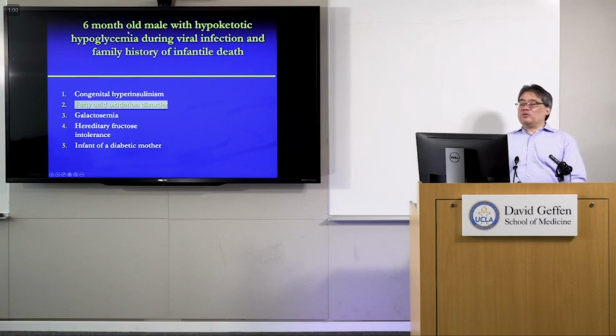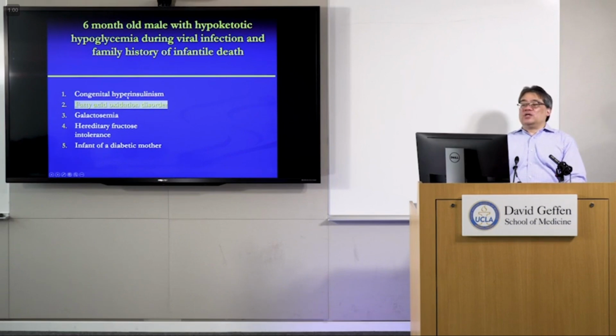Okay, so remember I said hypoketotic hypoglycemia is bad. And that's bad because your glucose is not available to supply the brain with energy, and the ketones aren't available. So if you have the lack of both of those, you're in big trouble. And so this is a specific set of disorders.